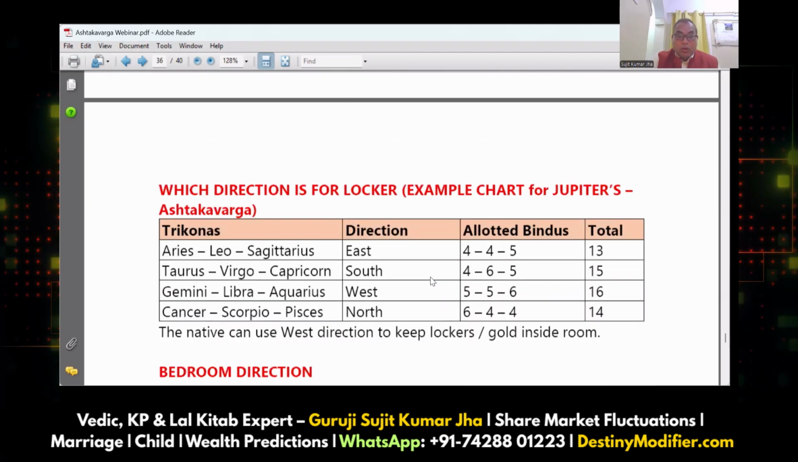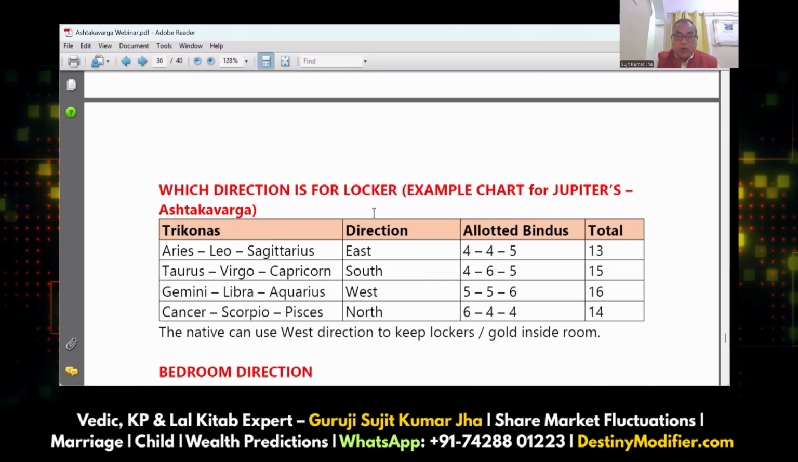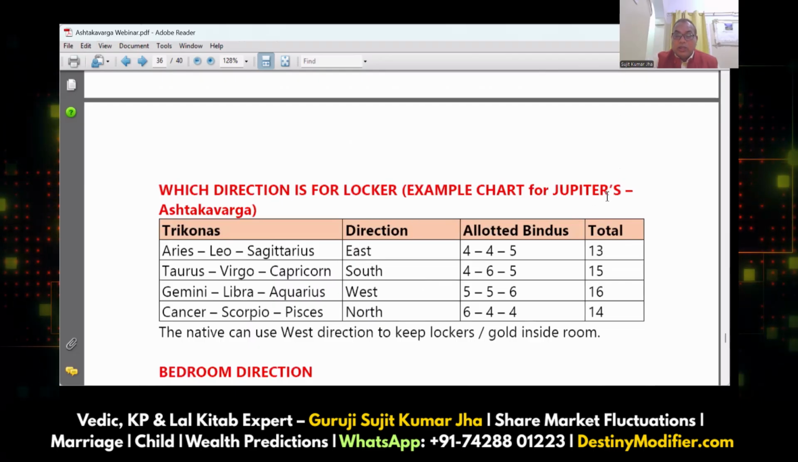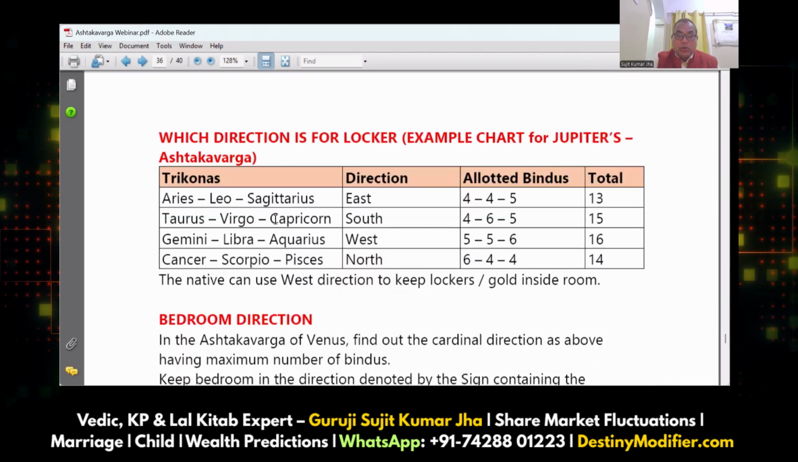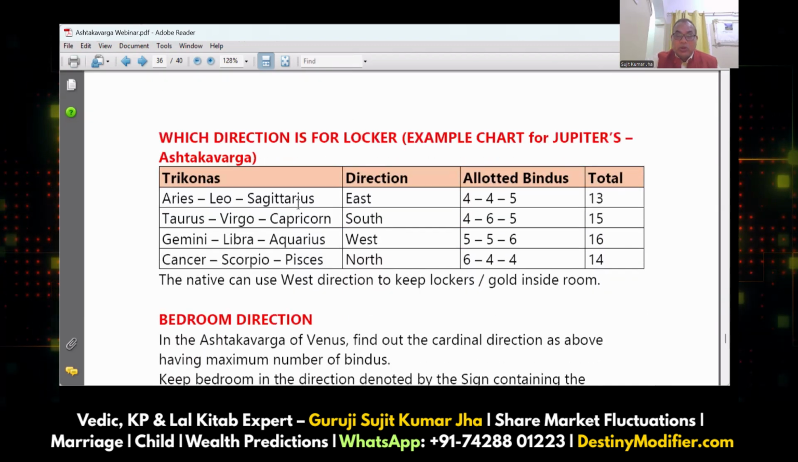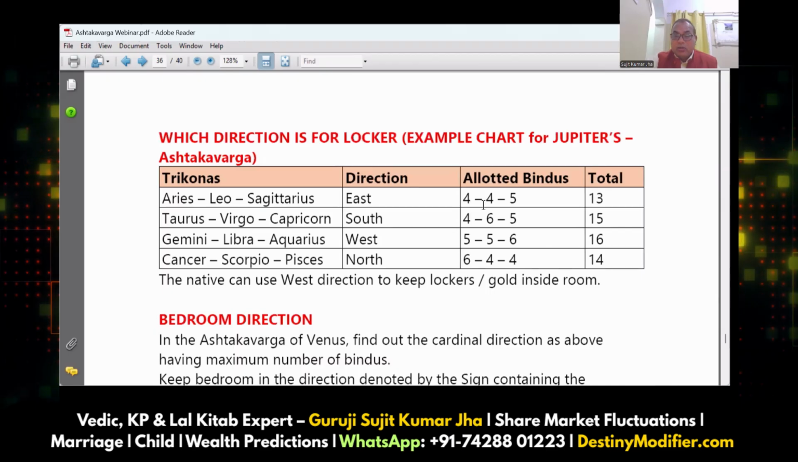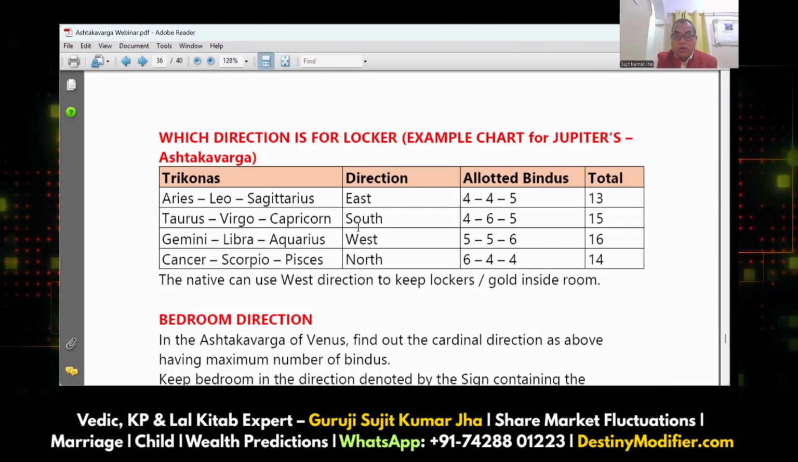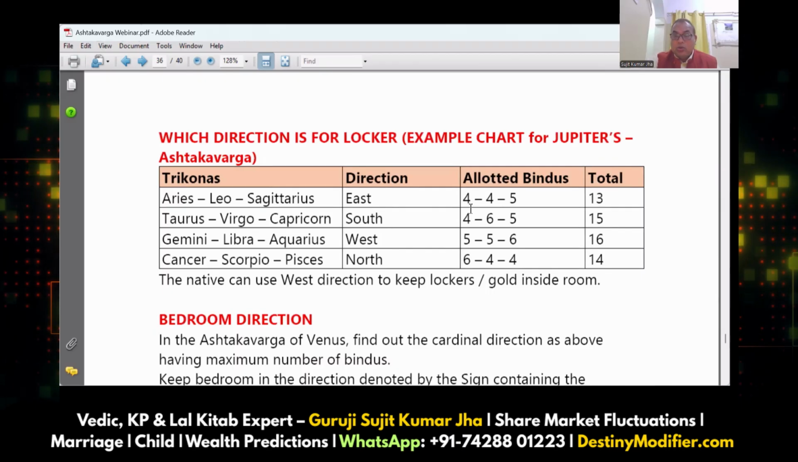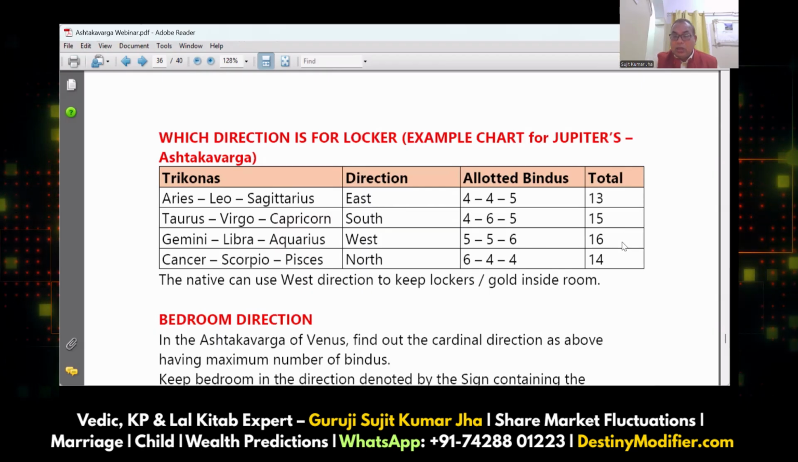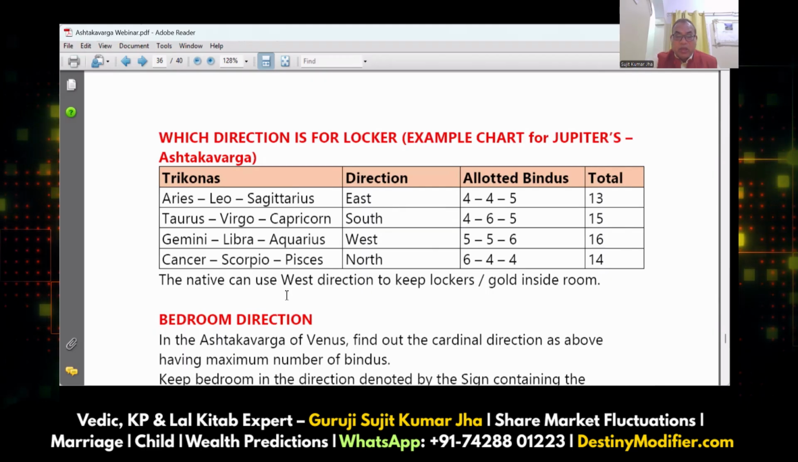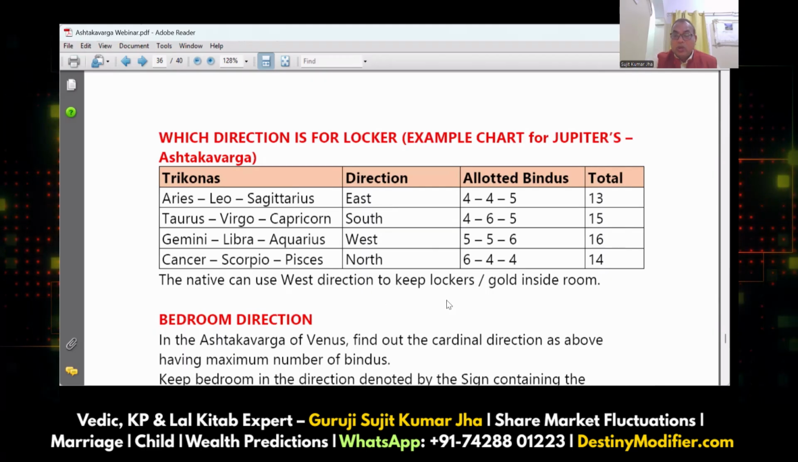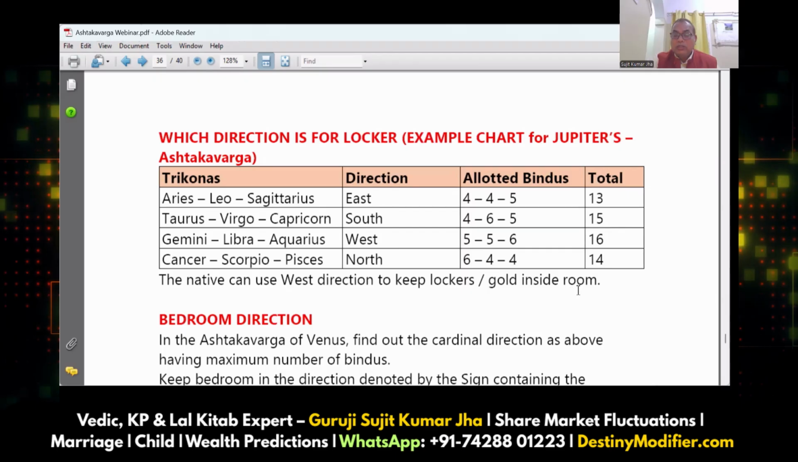So see, for the locker direction we have to consider Jupiter Bhinnashtakavarga. In Jupiter Bhinnashtakavarga, Aries, Leo, Sagittarius are the east direction. South direction, west, north, you can calculate like this. Where the maximum point, 16, is west. So the native can use the west direction to keep the locker or gold inside the room.